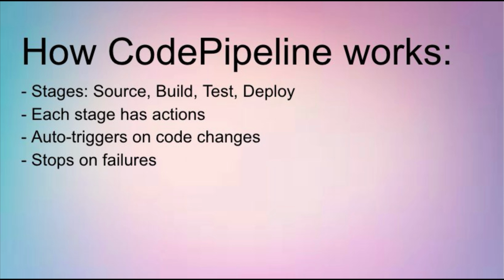When you push new code, the pipeline automatically kicks off and runs through each stage. If something fails, the pipeline stops so bad code doesn't make it to production.